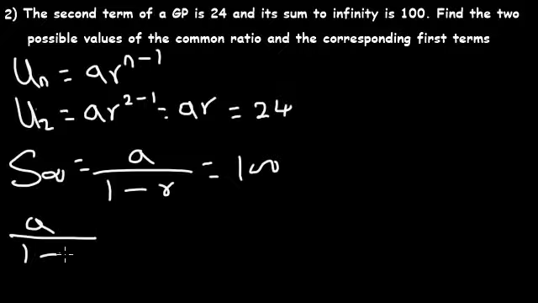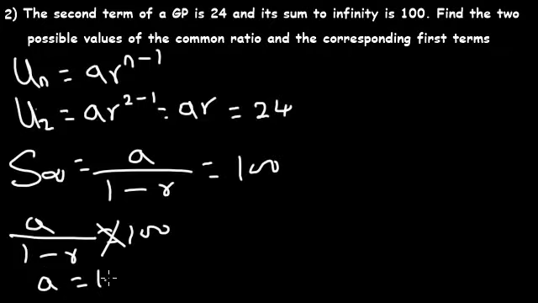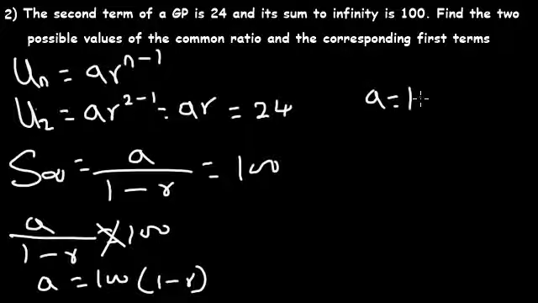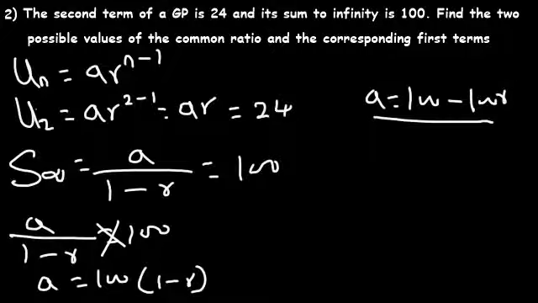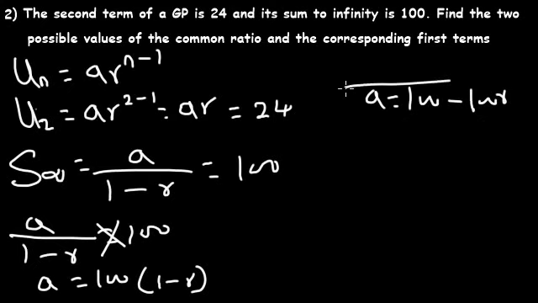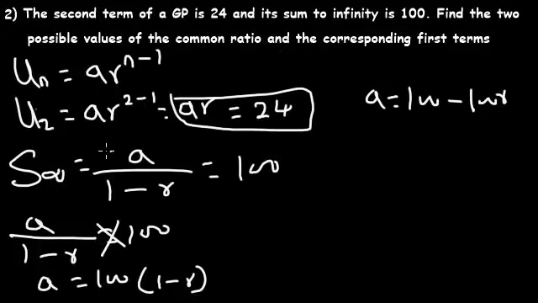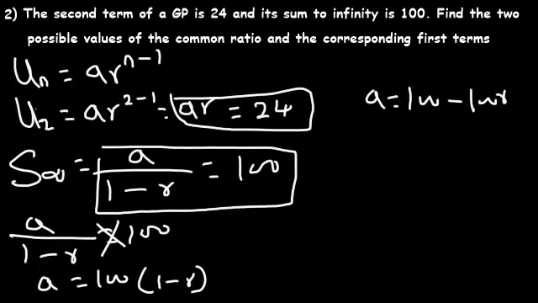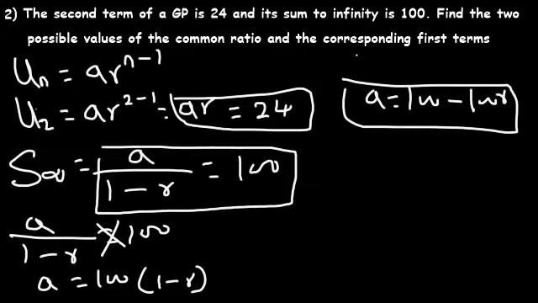If a over 1 minus r is equal to 100, then can we cross multiply? Upon cross multiplying, we have a equal to 100 multiplied by 1 minus r. And upon expansion, we have a equal to 100 minus 100r. Now, since a is equal to 100 minus 100r, let's name these equations. If this one is equation 1, let this be equation 2, and this be equation 3.